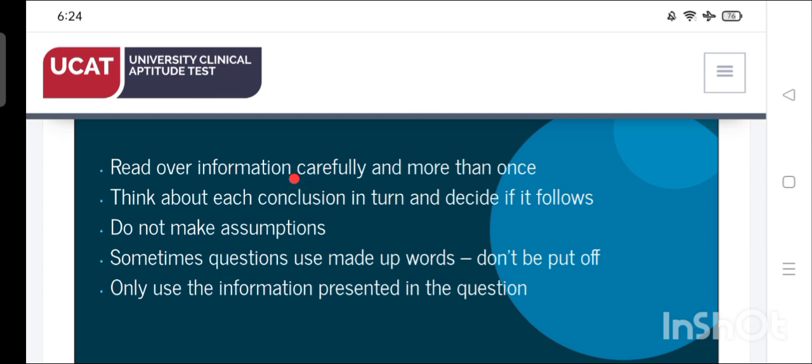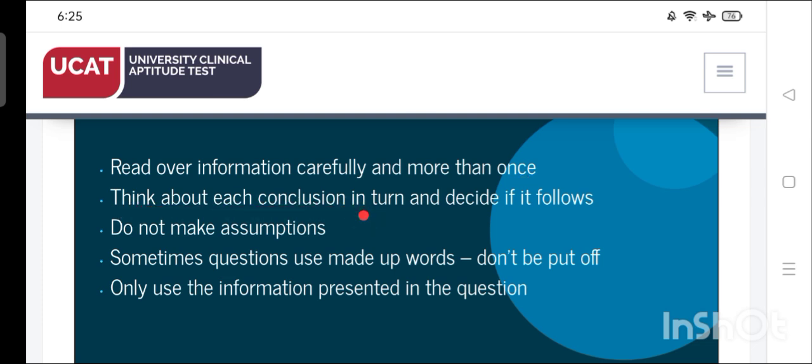Read over information carefully and more than once. To understand what a question is asking from us, what they want from us, and what we are going to conclude, we have to read our information very carefully. You can read it twice. Your focus should be on that information: what are they talking about, what they are asking for, what they are saying. Then you can conclude your answer.